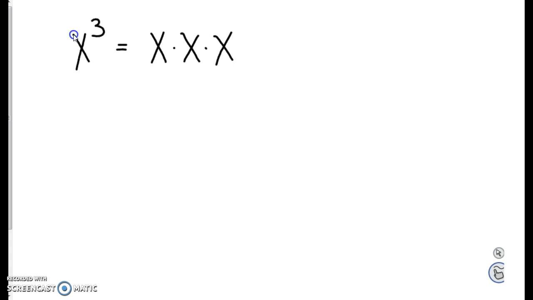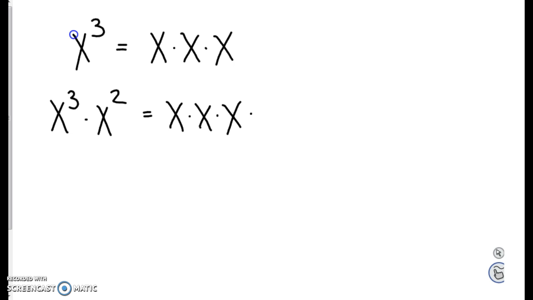Now what if I have x to the power of 3 times x to the power of 2? Well, I know my x to the power of 3 is x times x times x. And if I multiply x to the power of 2, instead of writing x to the power of 2, I can say x times x. Now I can simplify that by asking myself, how many of those x's am I multiplying together? In this case, I'm multiplying 5 x's together, x to the power of 5.